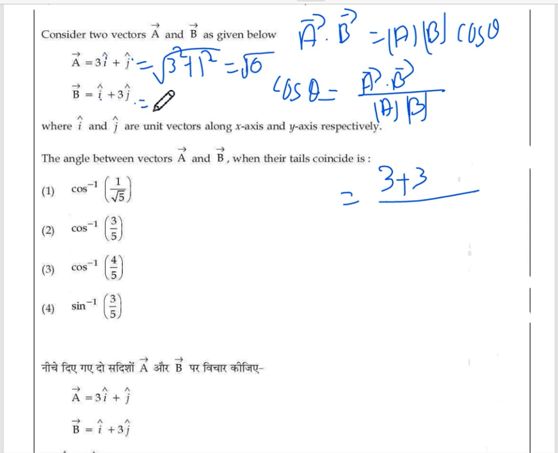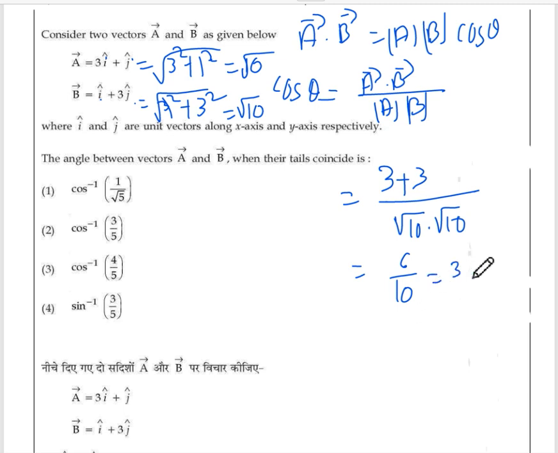Similarly, for this one the mod will become root over 1 square plus 3 square, which is also root 10. So you put here root 10 into root 10. Its value will become 6 by 10, which is 3 by 5. So theta will become cos inverse 3 by 5. This is the answer, which is option 2. So we'll move forward to the next question.